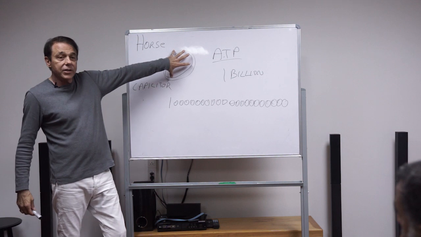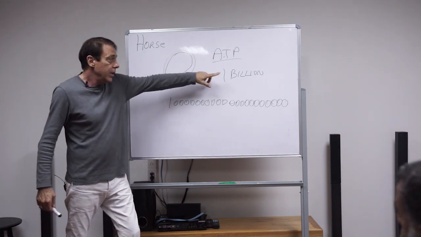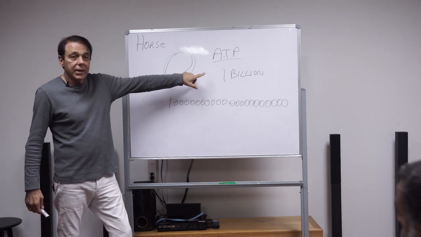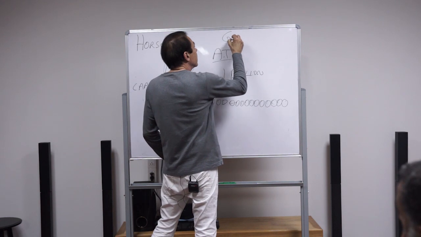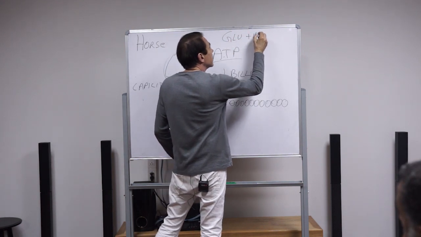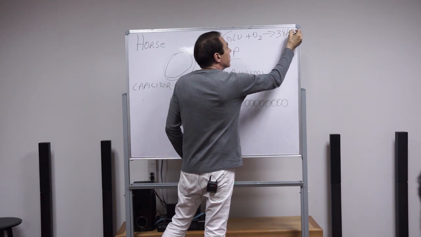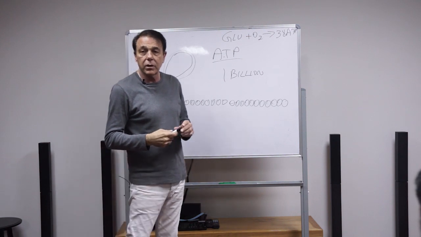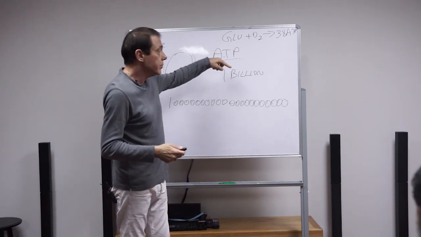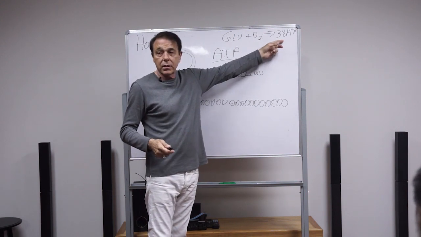So we need to have a good capacitor. We need to be able to store the energy. We need to make the energy, and we need to be able to maintain about 1 billion. So how is energy made? Well, basically glucose plus oxygen produces 38 ATP energy, 1 molecule of glucose. Fat actually makes more. You can break it down into more. But anyway, that makes ATP.